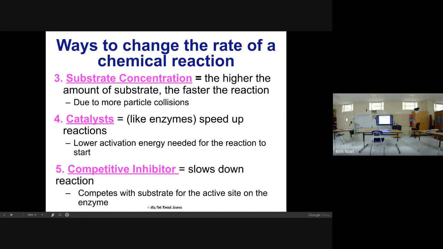So we have about 10, 12 minutes left before lunch. Work on anything that's missing so we can get caught up. Make sure I get your enzyme notes. And I think that's it. Ian, if you don't have any questions, you are free to sign off.